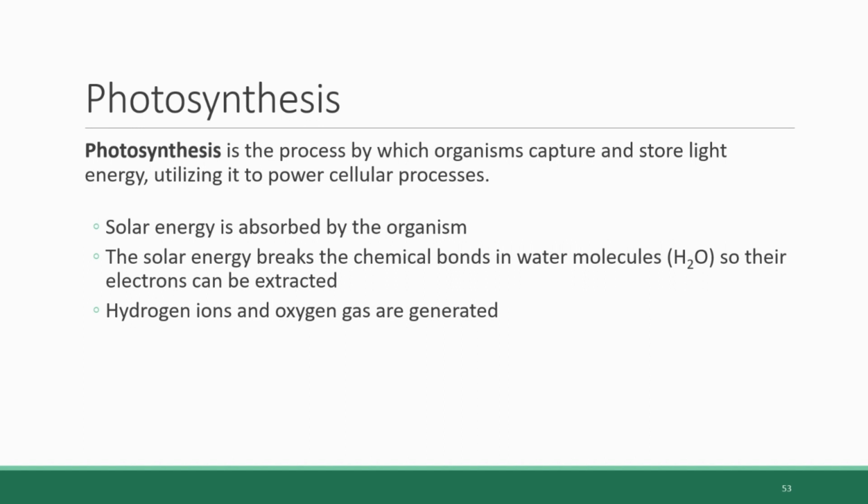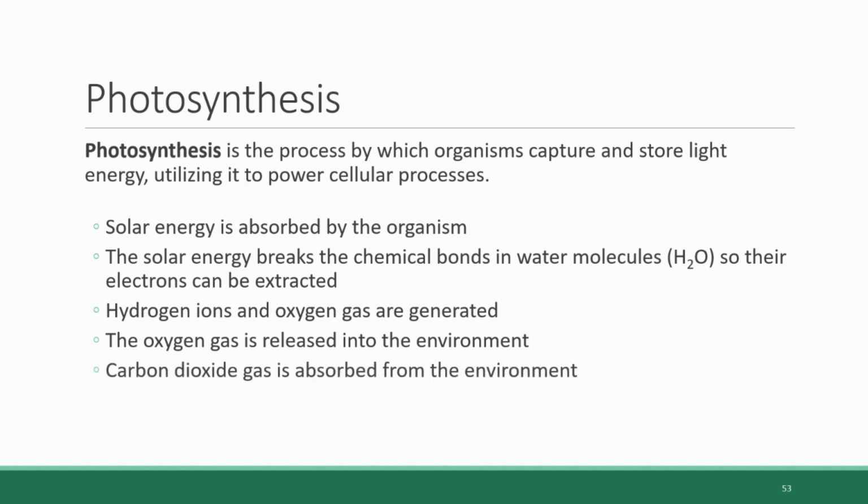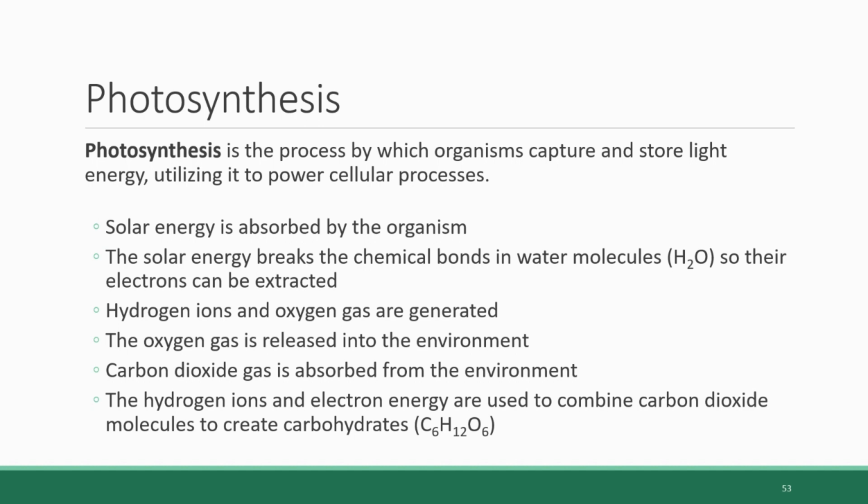The oxygen gas gets released into the environment. It's considered a waste product of this process. Meanwhile, carbon dioxide gas is going the opposite direction. It's being absorbed from the environment. And the hydrogen ions and the energy of the electrons that were extracted in the previous steps are used to take those carbon dioxide molecules that are absorbed from the atmosphere and turn them into carbohydrates.